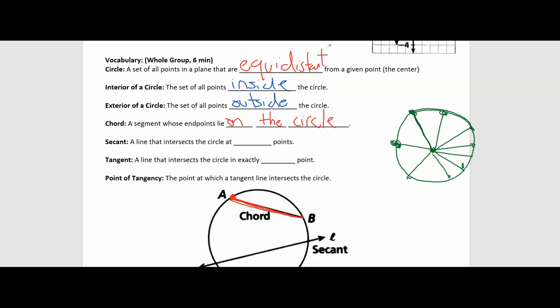A secant is essentially a chord that's extended to be a line. So a secant is a line that intersects the circle at 2 points. But you can basically think of a secant as a chord that is a line. A chord is a segment, but if you had changed the segment to a line, you would then have a secant. A tangent is a line that intersects the circle in exactly 1 point. And the point of tangency is the point at which a tangent line intersects the circle.